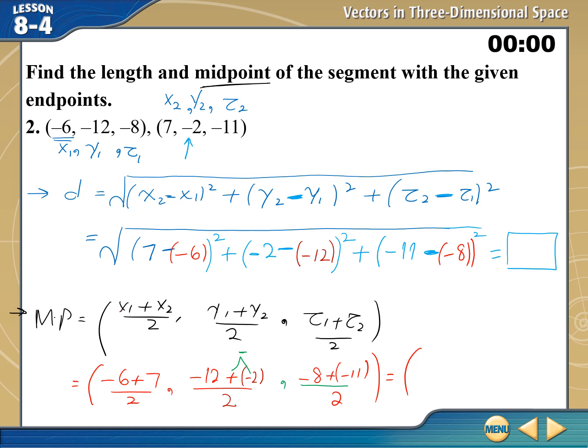Negative 6 plus 7 is 1. 1 divided by 2 you can write, or you can write 0.5. Negative 12, negative 2, gives you negative 14, and negative 14 divided by 2 gives us negative 7. Then negative 8, negative 11 gives us negative 19 divided by 2. So this is how we calculate the length and the midpoint of the segment if the endpoints are given to us.